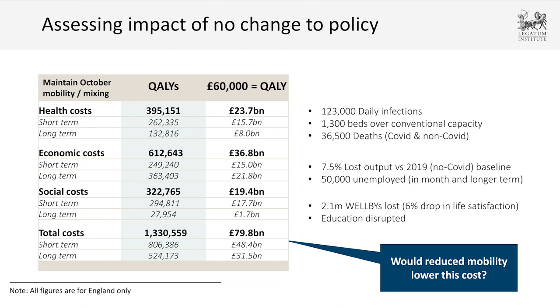And we look at the health costs, the social costs, and the economic costs. And what you see here is we've also determined and evaluated those costs in quality-adjusted life years and a financial number as per the Treasury conversion factor. So when we look at the health impact, what we're looking at is there would be 123,000 daily infections as per the SPI-M forecast. And we're taking the forecast that was available to the government at the time.